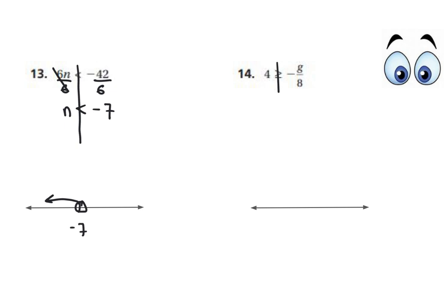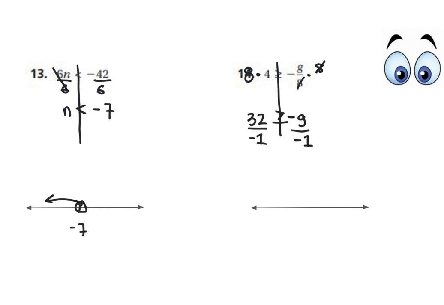In question 14, we're going to multiply by 8 and multiply by 8. On the right side, 8 over 8 is 1, so that just leaves us with negative g. And on the left side, 8 times positive 4 is 32. In this situation, we don't want to solve for negative g, we want to solve for positive g. So we are going to divide by a negative, or divide by negative 1 on both sides.